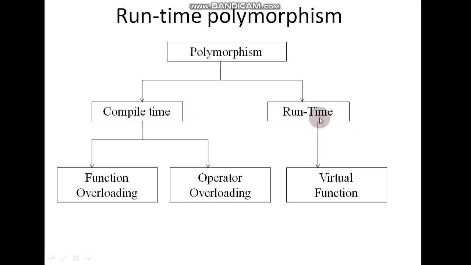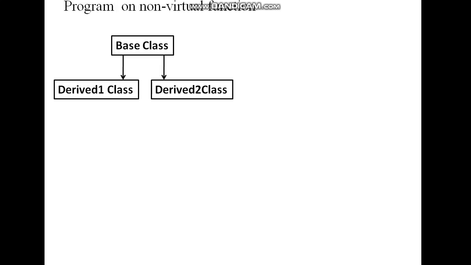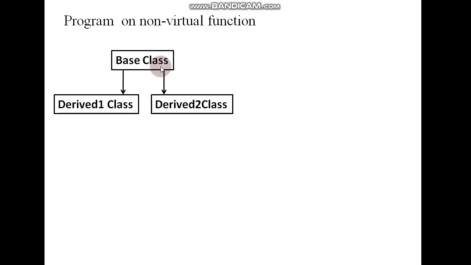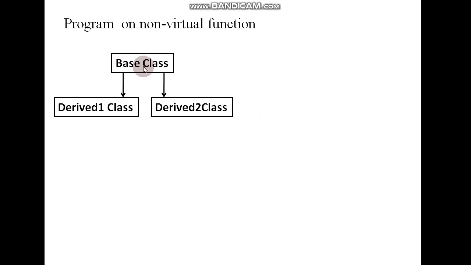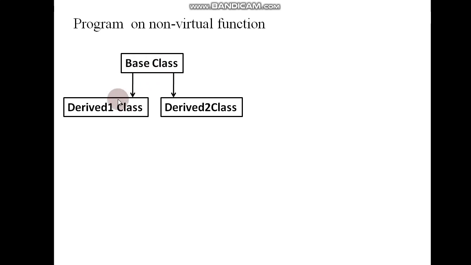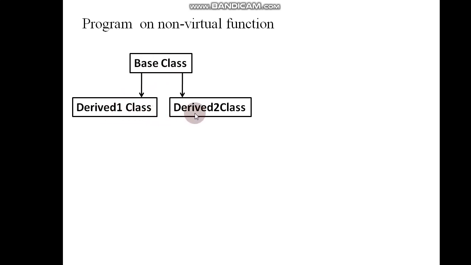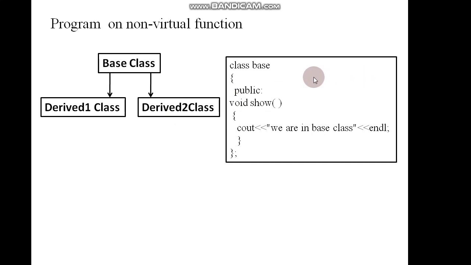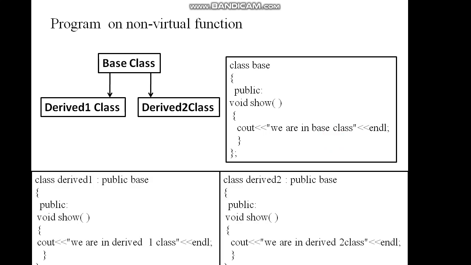Now let us see what runtime polymorphism is. We are going to discuss virtual functions under this section. For example, if we have a base class, we can derive its properties into multiple derived classes. For example, class base. In this, we have a function show, which will display that we are in the base class. We are going to inherit the properties of base into multiple derived classes.